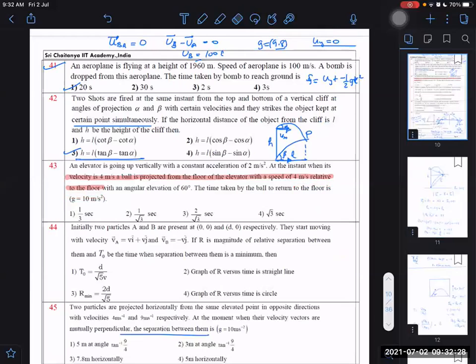But if they don't say that, and they say it is projected from the floor with 4 meters per second without saying relative to floor, then also, when they say it is projected from the floor with 4 meters per second, what we should assume? We should assume that its velocity is relative to floor only. If I throw something from the balloon, then its velocity is related to balloon only. If I throw something from aeroplane, then its velocity is related to aeroplane only. If I throw something from the ground, then its velocity is related to ground only. So if I throw something from the elevator, then its velocity is already related to elevator.